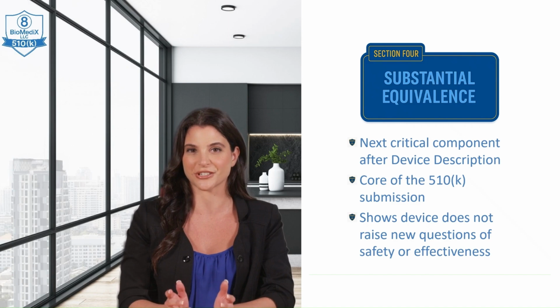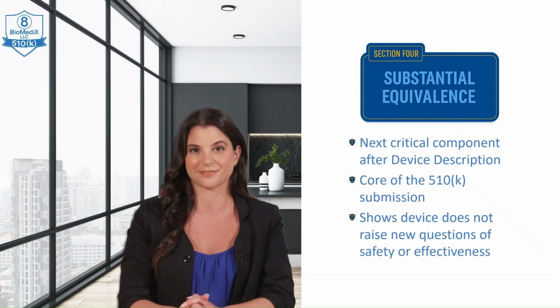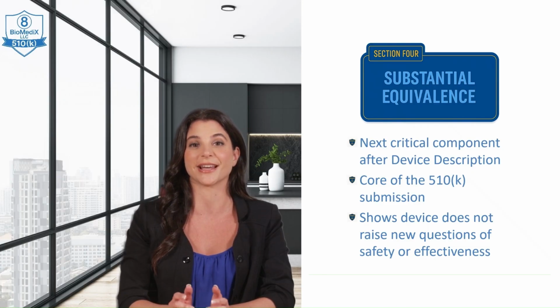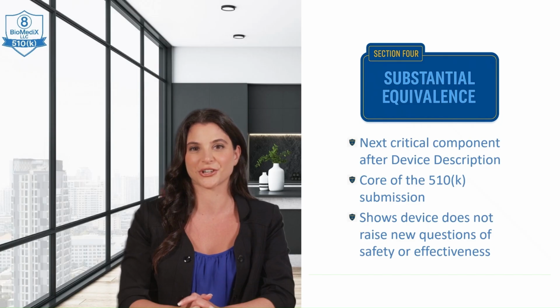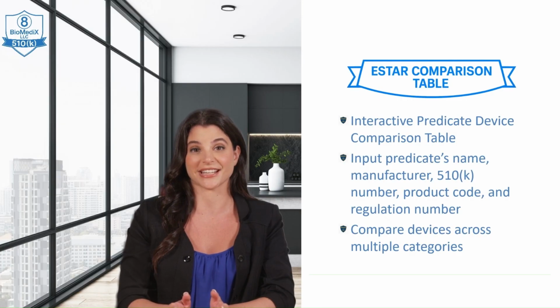With your device description complete, the next critical component is demonstrating substantial equivalence, the heart of any 510K submission. This section shows your device is as safe and effective as a predicate and does not raise new questions of safety or effectiveness. This is the cornerstone of your 510K submission. In eSTAR, this is handled through a dedicated, interactive predicate device comparison table, the central component for demonstrating substantial equivalence. This structured format ensures you address all required elements side by side.